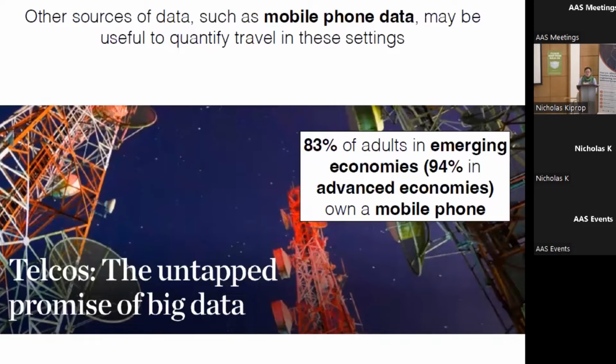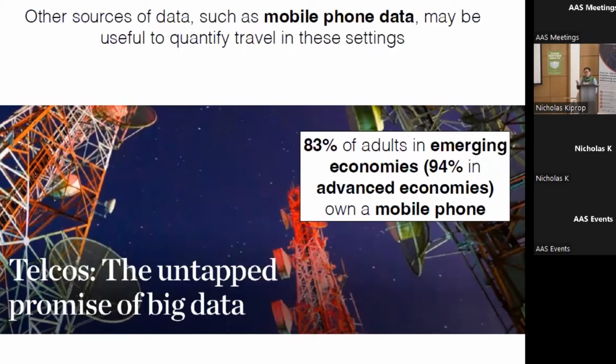So a lot of our work is really focused on using mobile phone data and leveraging the fact that many, many, many people own a mobile phone. And mobile phones are able to measure where you're geolocated, either by GPS or by mobile phone cell towers when you're making calls or using data or text messages.